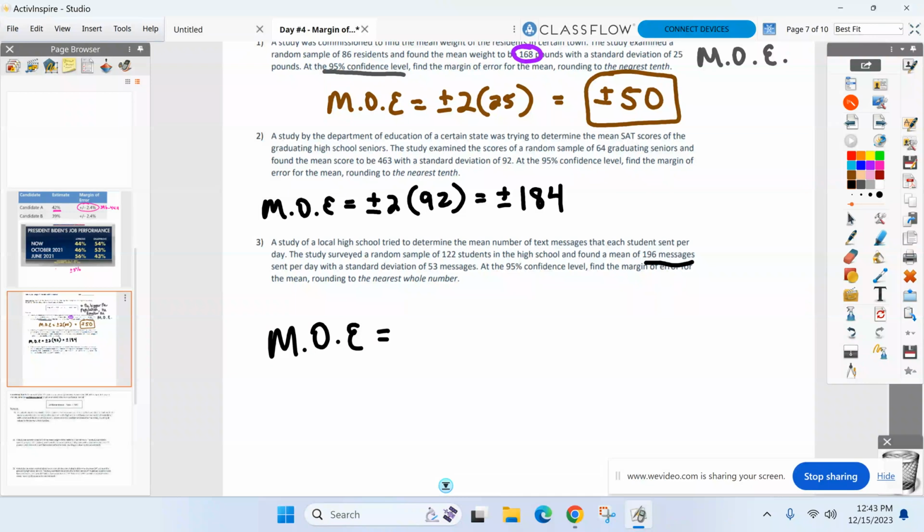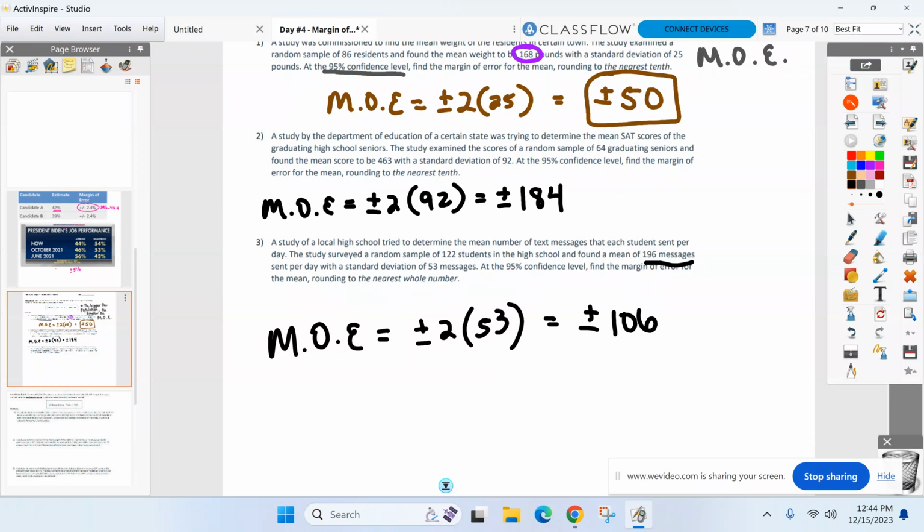So here we do plus or minus 2 times 53. So my margin of error is plus or minus 106. So it could actually be 196 minus that, 196 plus that. All right, we all good on margin of error before I actually get to how to find this interval now where the mean could be?